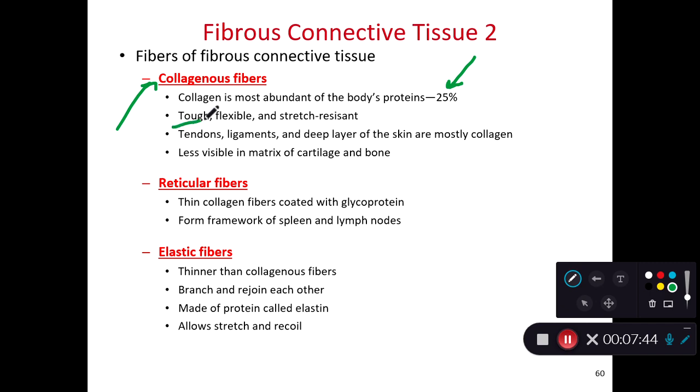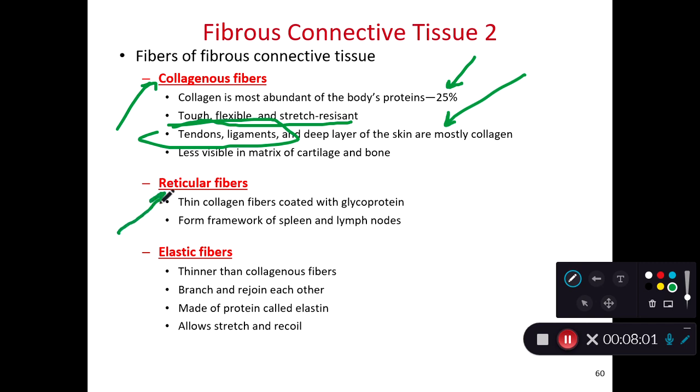It's super common. It's very tough, flexible, and stretch resistant. It makes up tendons and ligaments. We have a lot of it within our skin. We also are going to have some in the extracellular matrix of our bone and cartilage, but it's a different kind of collagen. It's not as easily visible within photomicrographs.